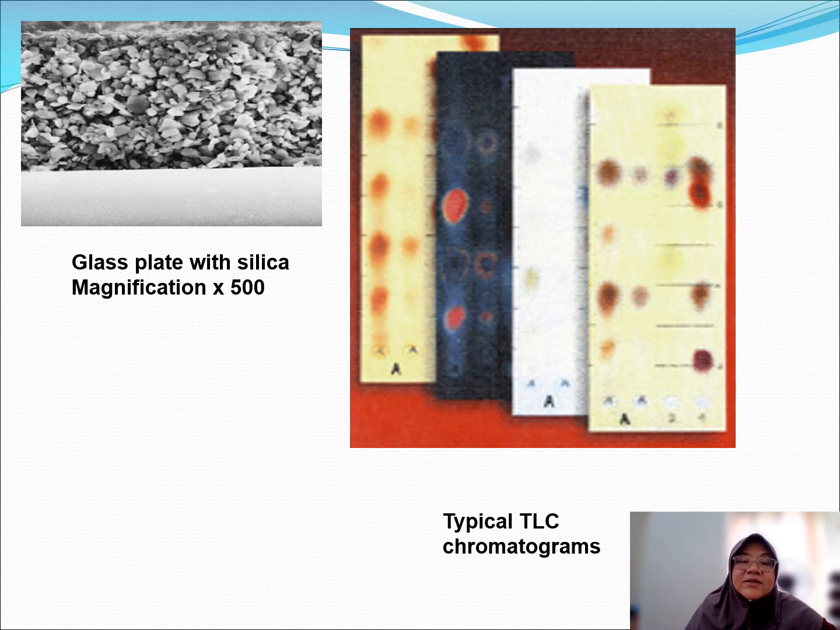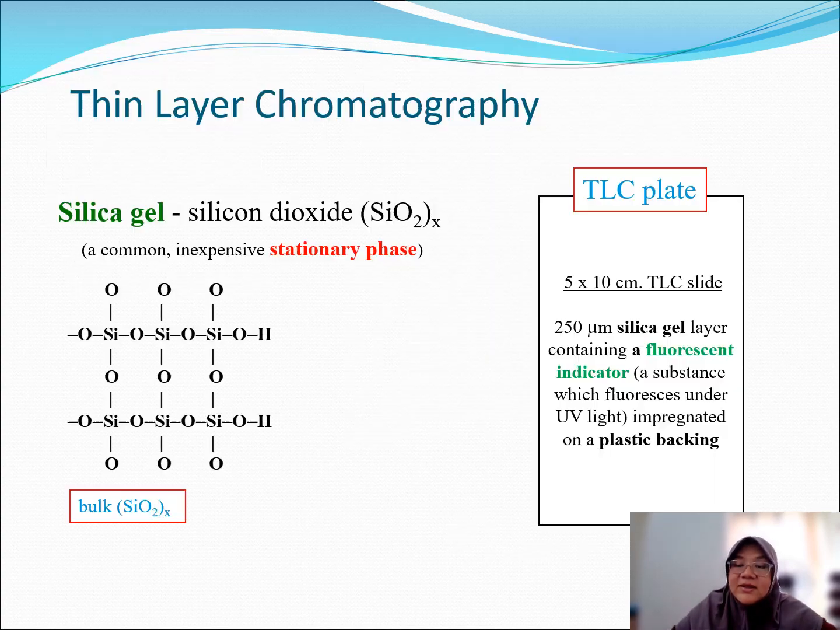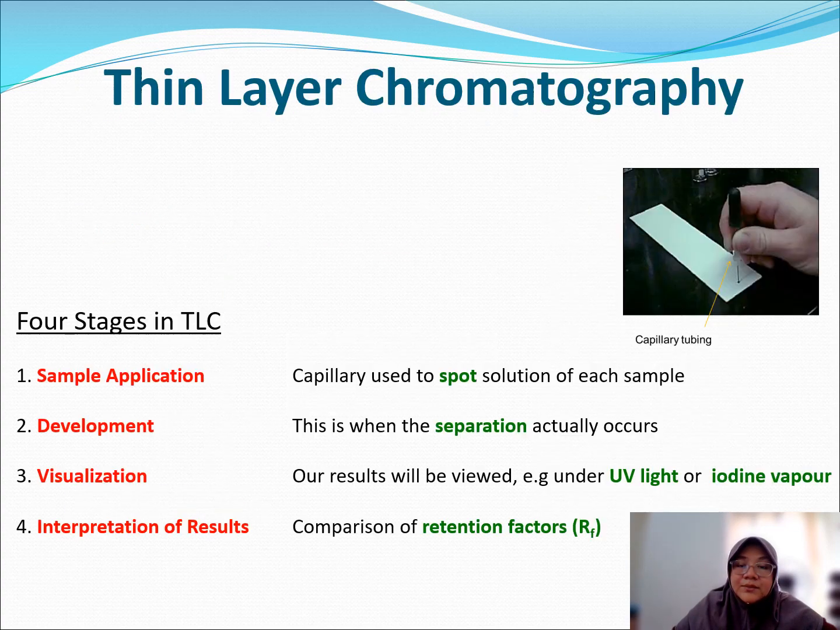So the TLC plate is made by silica, glass plate with silica, and this is an example of a typical TLC chromatogram of TLC plate. TLC, thin layer chromatography. So thin layer chromatography is made by silica gel. Thin layer chromatography, they have 4 stages in TLC. First, you have to apply your sample using the capillary tubing, and then development. This is when the separation occurs, dia akan move until top. Okay, our result will be viewed.